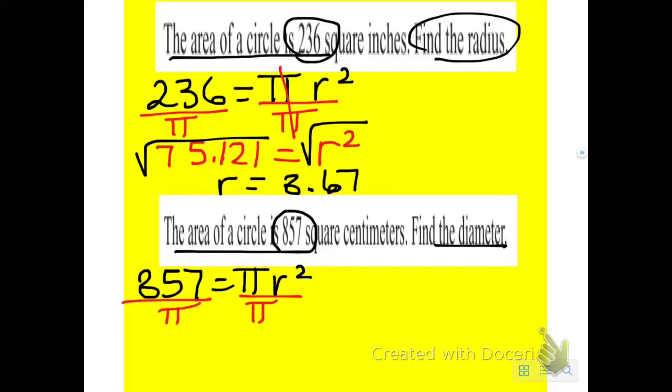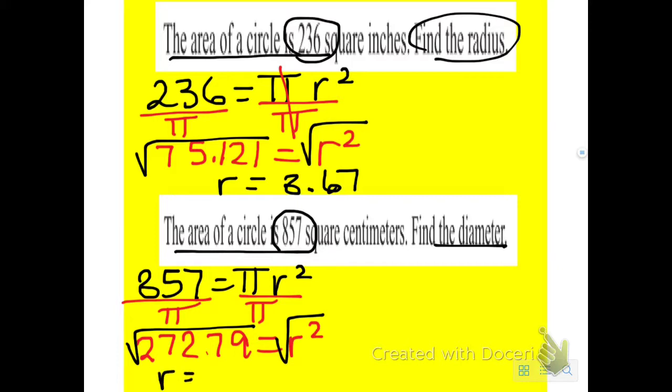So I get my calculator out and I press 857 divided by shift pi, and that tells me that r squared is 272.79. That equals r squared. So in order to solve for r, I've got to get rid of the square, and to undo a square, I've got to take the square root. So I take the square root of both sides. I press square root 272.79, and that tells me that r is going to equal 16.52 if I round up.